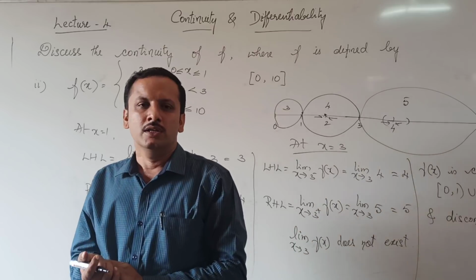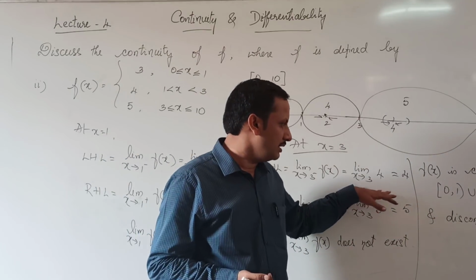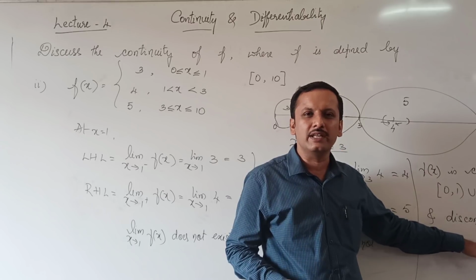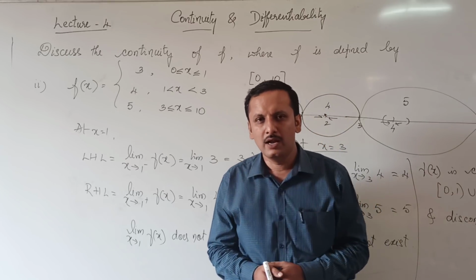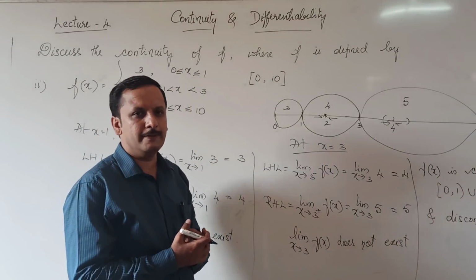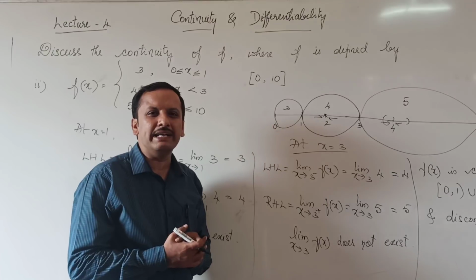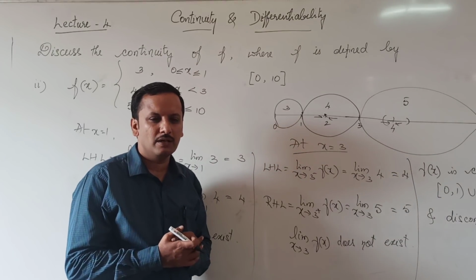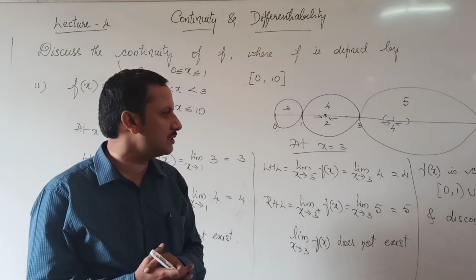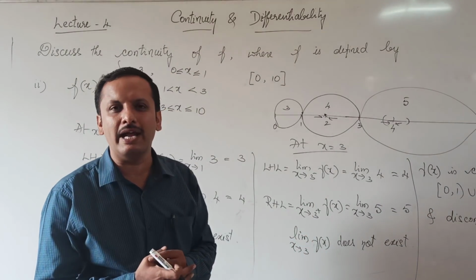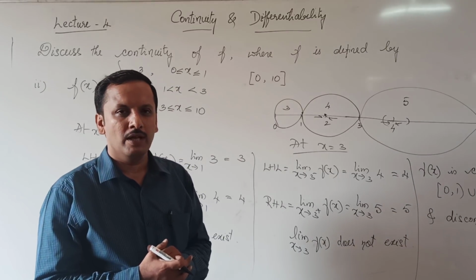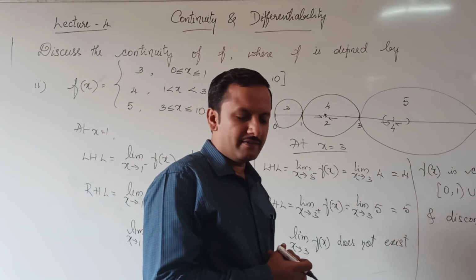So this is the answer for this question, that is, it is continuous in this interval and discontinuous at 1 and at 3. After looking at the solution of this question, some of you might get one doubt. The doubt is, what happens, sir, at 0 and at 10? Why don't we consider them? It's a very good doubt.